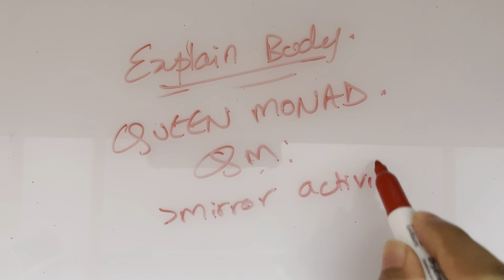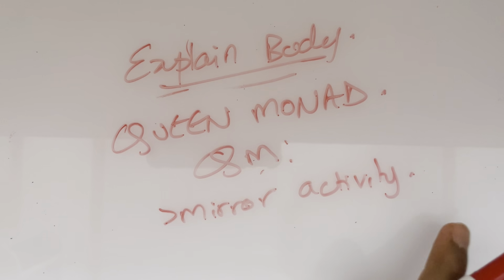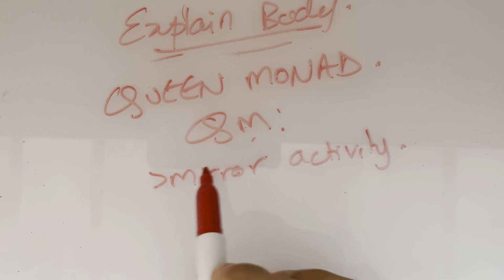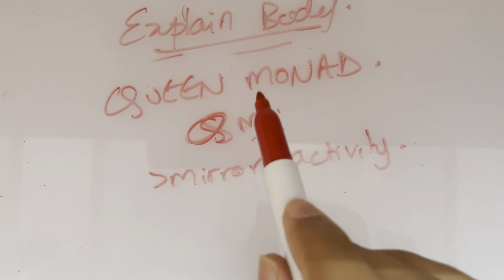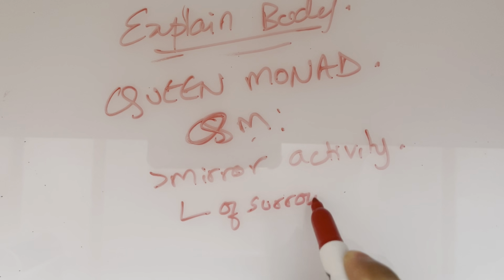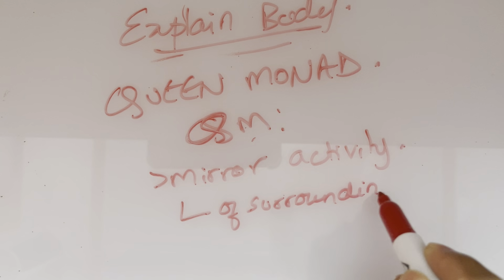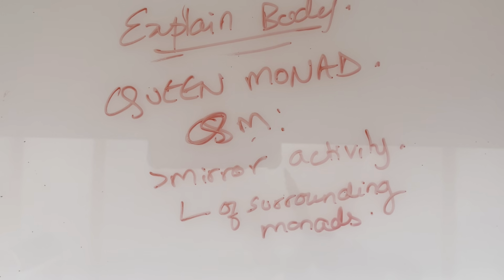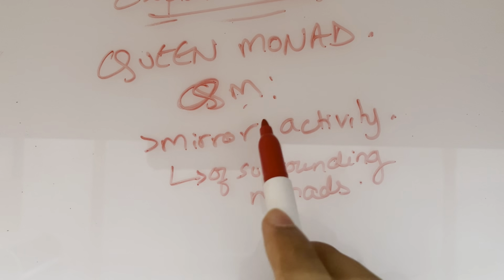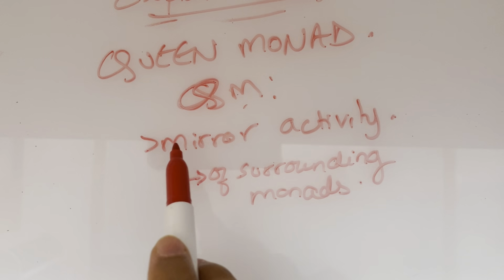And the property of the queen monad is to mirror activity. We have seen each monad is a reflection of the entire universe, but with a different degree of representation based on the level of consciousness. Therefore, the queen monad with the highest level of consciousness in a body mirrors activity. Activity of what? Activity of surrounding monads. Because surrounding monads are also part of the entire universe, and each monad contains the information of the entire universe. Therefore, we see mirroring activity of surrounding monads.